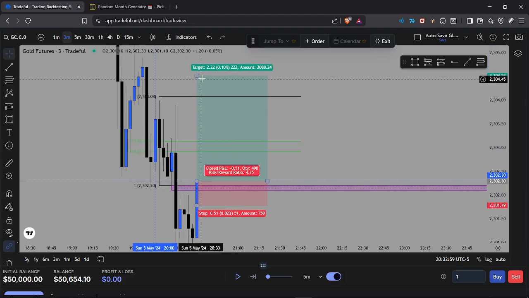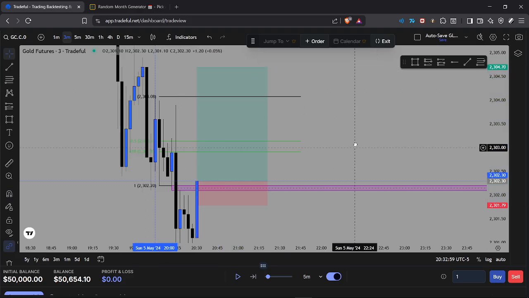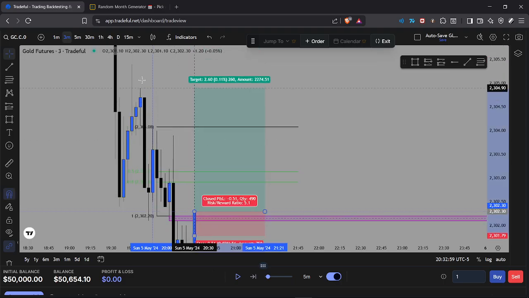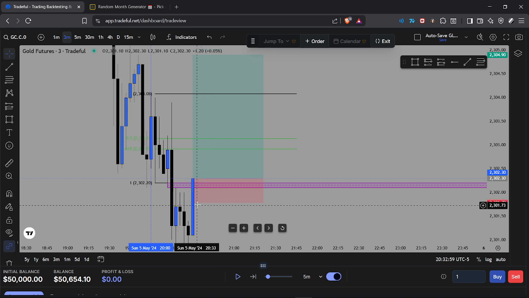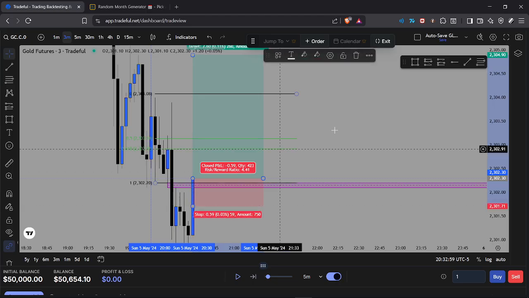Get some breathing room. And then we can just target... What, like... Let's target this high and then just go for a, like a 4.5. Yeah.